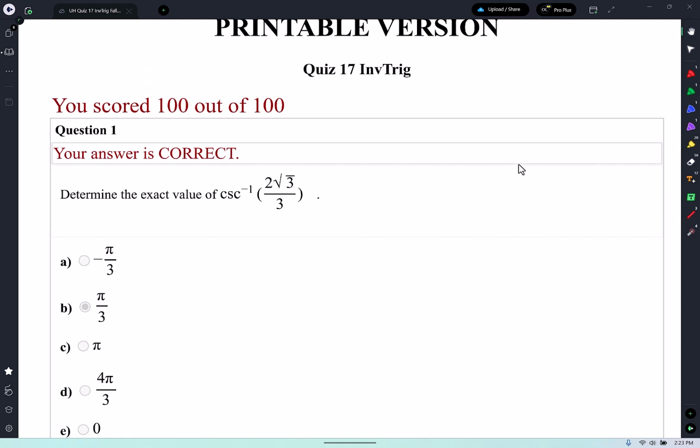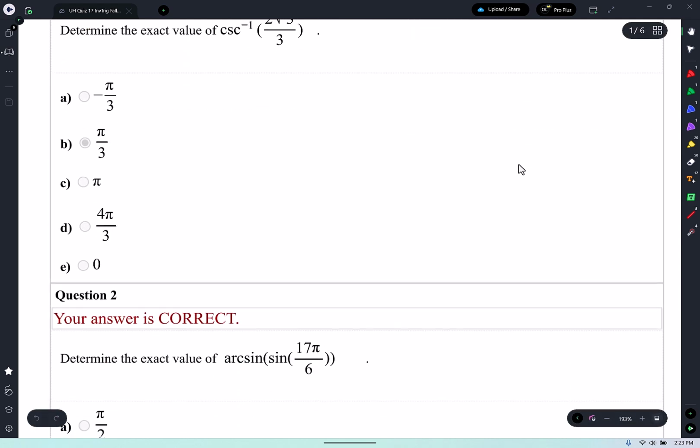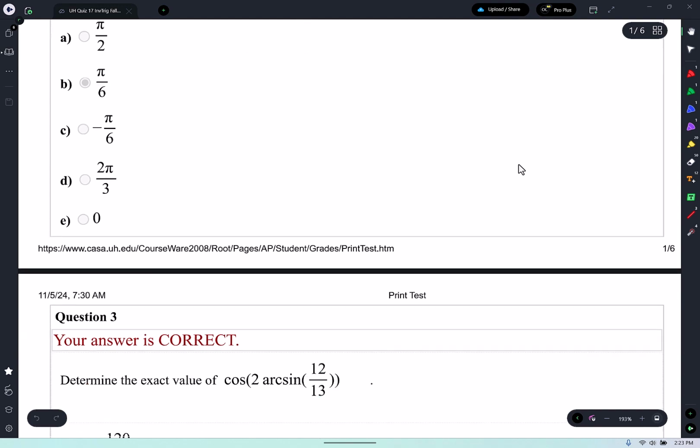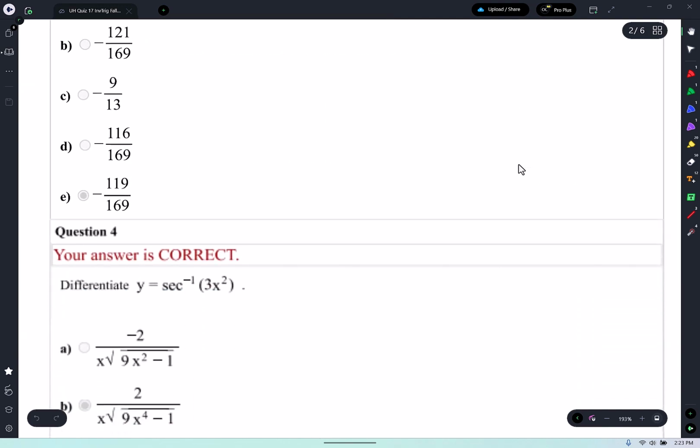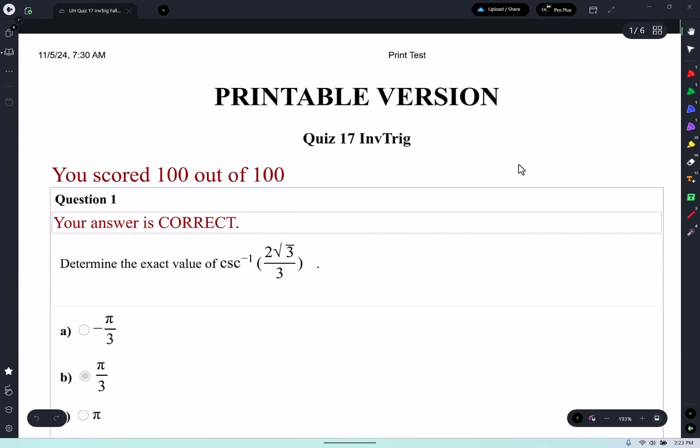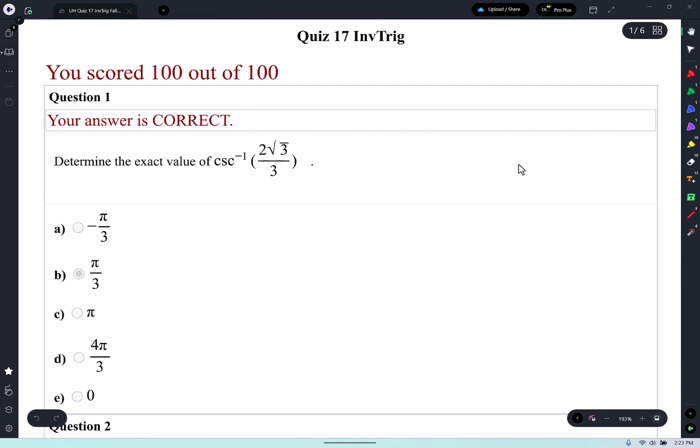Quiz 17. Focus, focus, focus, focus. So the first few questions, I think the first two, maybe even the first three, are not even calculus. They're just, do you know what an inverse function is? So that's what the first three are talking about. So arc cosecant. Arc cosecant is an inverse cosecant. You can also say arc cosecant. The first thing I would do is I think I would turn this into arcsine.